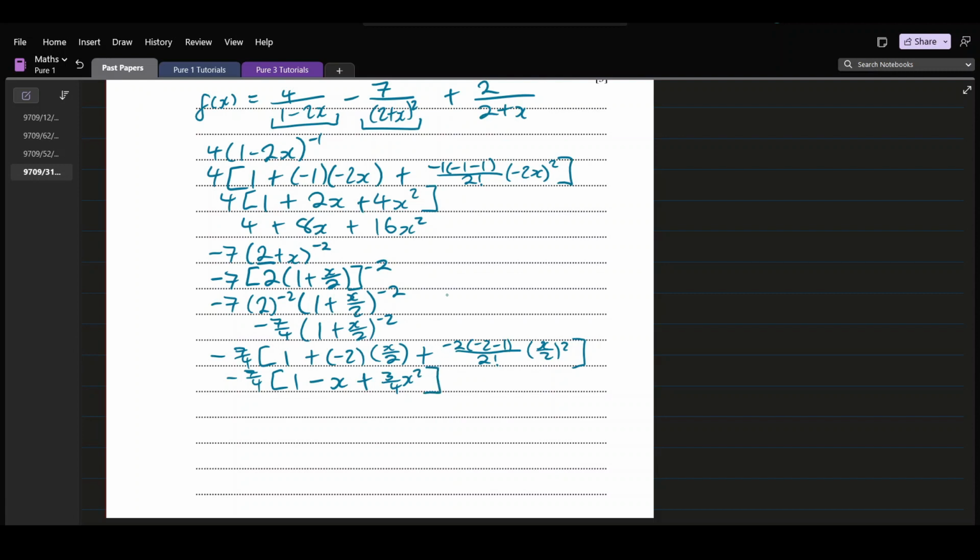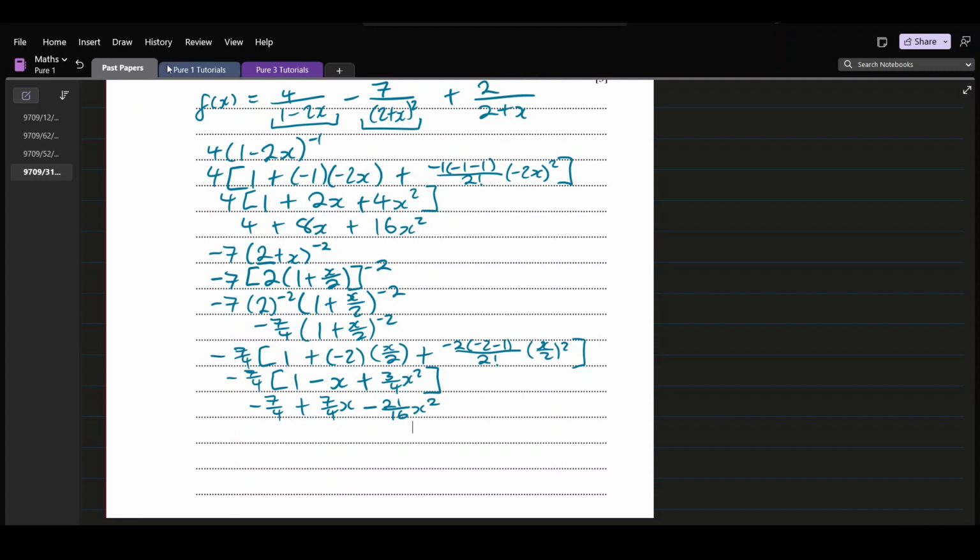Before we move on, let's expand this bracket. That gives us negative 7 over 4 plus 7 over 4 x, and then negative 7 over 4 times 3 over 4 gives us negative 21 over 16, and that's x squared.